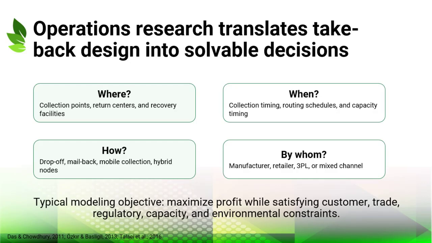The first decision is where returns should enter the network, such as retail stores, dedicated collection points, or return centers. The second is when collection and routing should happen, because timing affects both cost and residual value. The third is how products should be collected, for example through drop-off points, mail-back systems, mobile collection, or hybrid nodes. The fourth is by whom the activity should be performed. Different channel choices create different costs, incentives, and control levels.